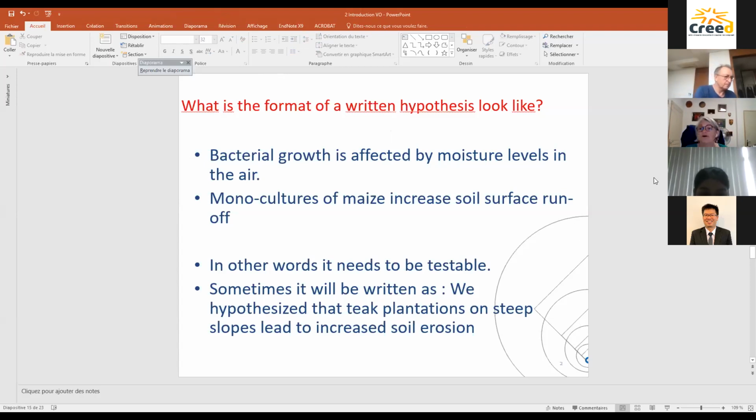So, here we have a statement. It's a hypothesis statement. Bacterial growth is affected by moisture levels in the air. Monocultures of maize increase soil surface runoff. They are statements, they are positions. They are statements that can be tested.